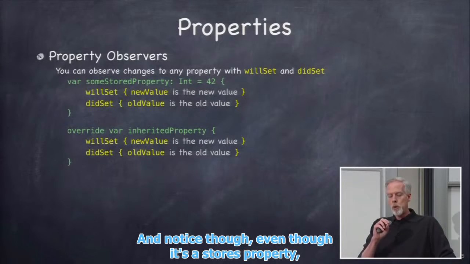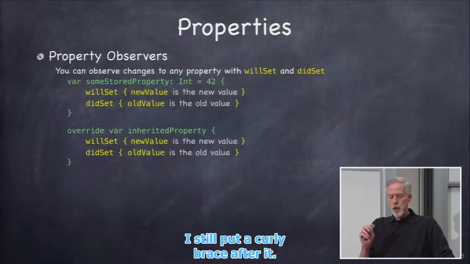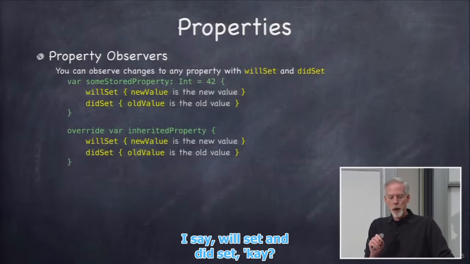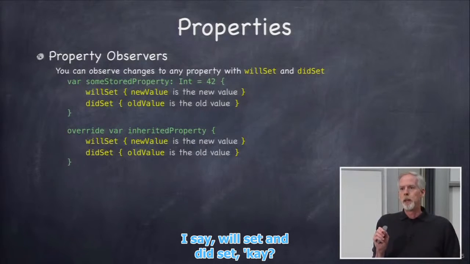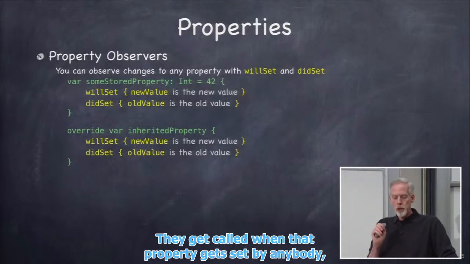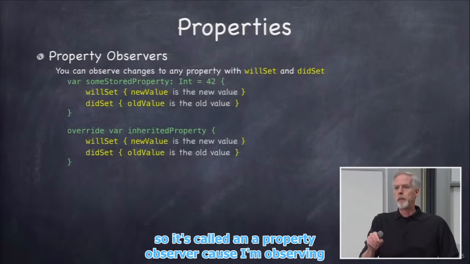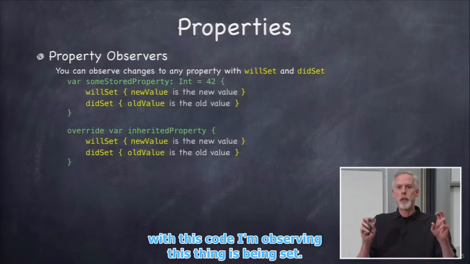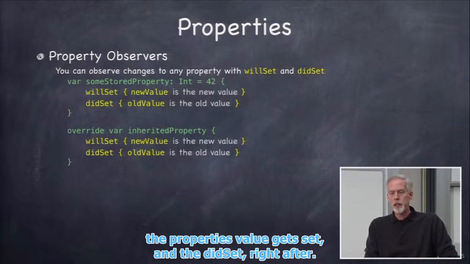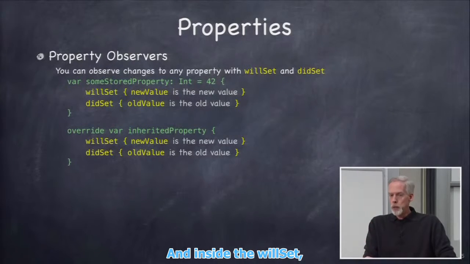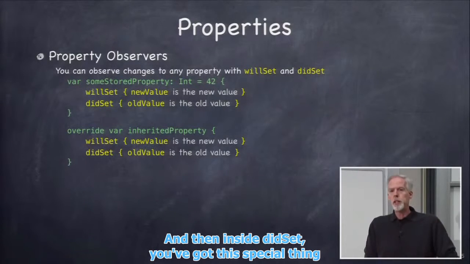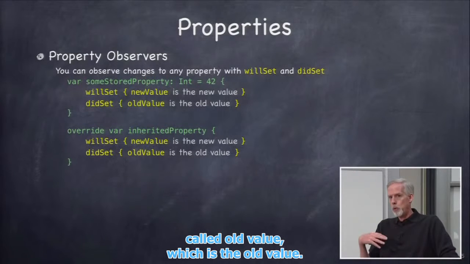And notice though, even though it's a stored property, not computed, I still put a curly brace after it. But in that curly brace, instead of saying get and set like a computed property, I say willSet and didSet. Okay, so these are little pieces of code inside the willSet and didSet. They get called when that property gets set by anybody. So it's called a property observer because, with this code, I'm observing that this thing is being set. The willSet is called right before the property's value gets set, and the didSet right after. And inside the willSet, you've got this special variable called newValue, which is going to be the new value that's going to be set. And then inside didSet, you've got this special thing called oldValue, which is the old value.